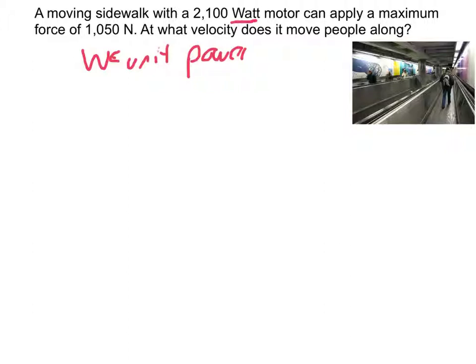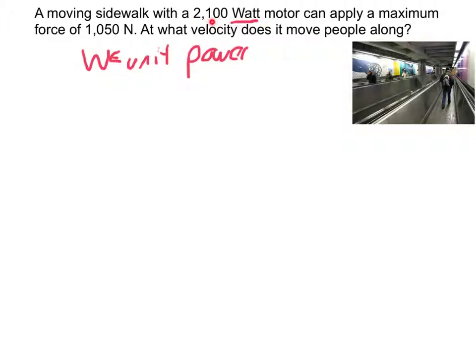At what velocity does it move people along? It's an airport moving sidewalk, right? You hop on it and it takes you along. People really use this to go twice as fast, because if you walk on the moving sidewalk, you're able to pick up the speed quite a bit and make sure you catch the airplane or whatever else is going on. And it's kind of a real life thing.